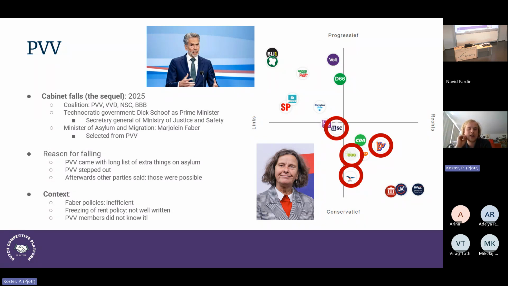So it is also very clear again that the PVV is practically just Geert Wilders, and Geert Wilders is making this decision. And as a PVV member, you're not as much in the loop. There isn't as much control that you have. And basically, what happens is what Geert Wilders wants to happen.